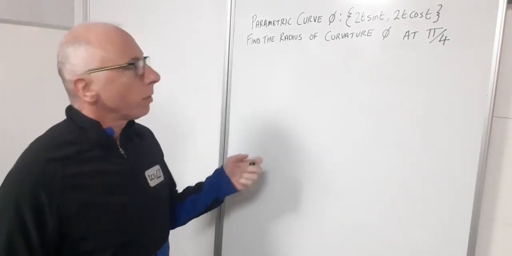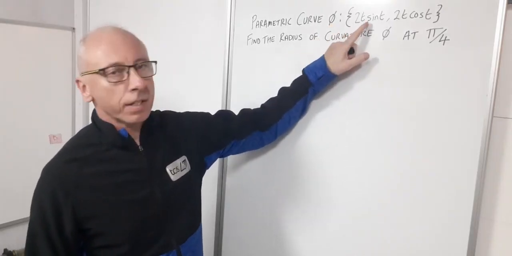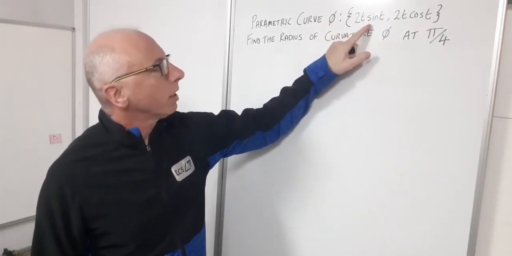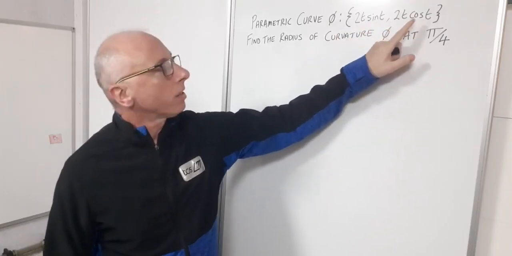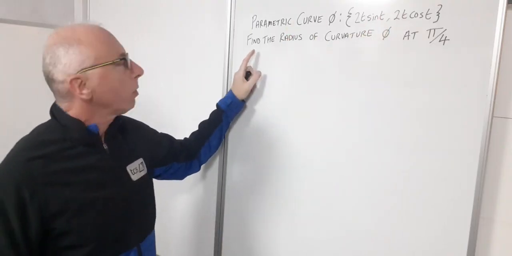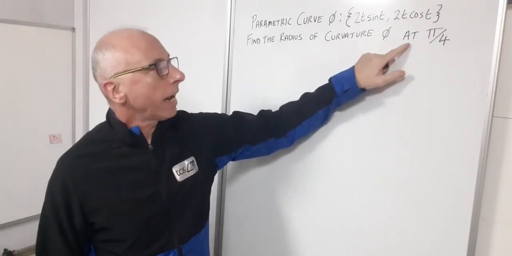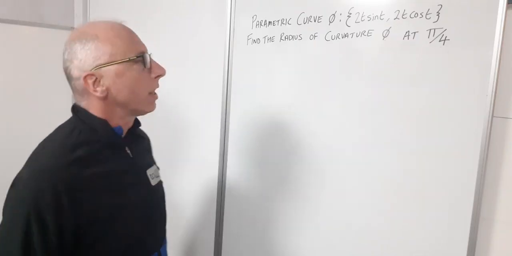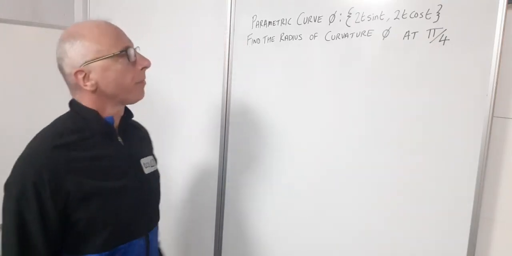So in this question here, we've got a parametric curve, which we're going to call phi, and it's given as 2t sine t and 2t cosine t. So notice there's no x and y here because it's parametric. And we want to find the radius of curvature of this curve phi at pi over 4. So what we're interested in is when t is pi over 4, what happens to it?